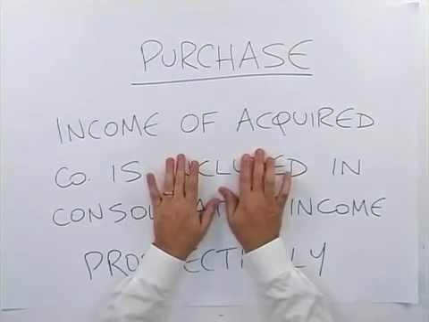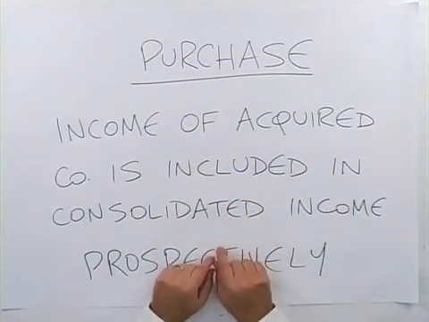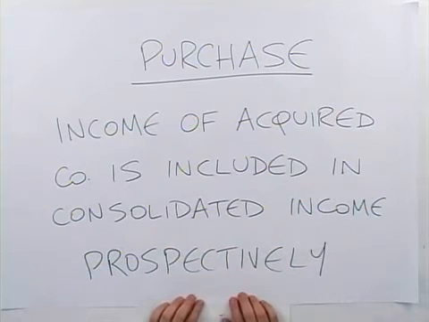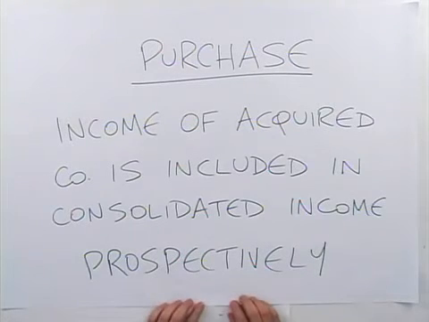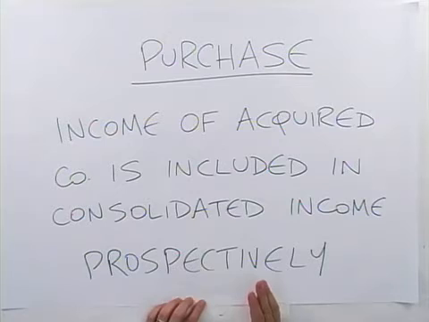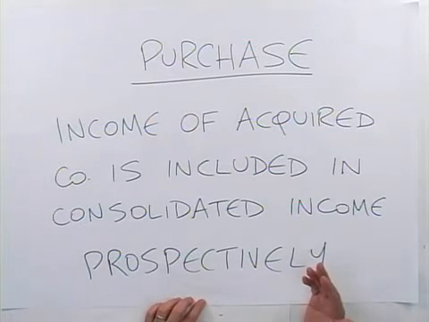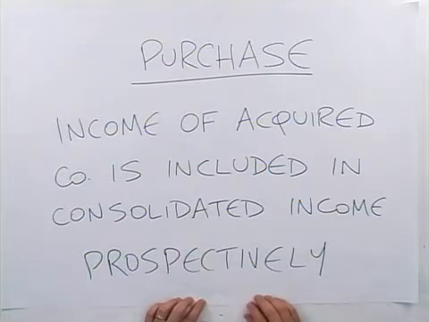On the income statement, it's a little bit different. The income of the acquired company is included in the consolidated income prospectively. In other words, from the date of purchase on. This is a major difference between purchase and pooling, whereas a purchase is always accounted for only prospectively, starting from the date of purchase. This causes analysts a few headaches when an acquisition is being made in the middle of the year, of course, because now you have a discontinuity in the financial records of the consolidated group because the subsidiary is only added in from the date of purchase on.